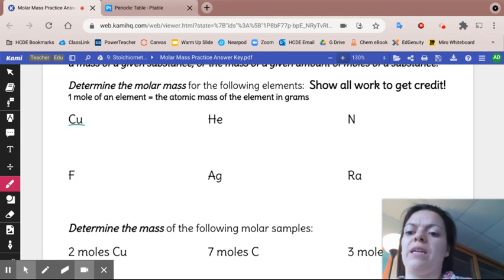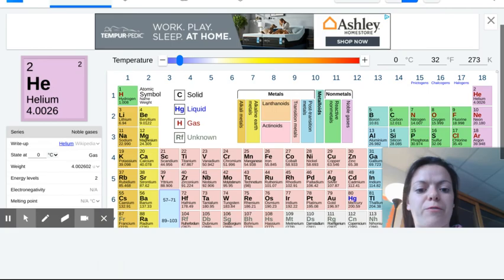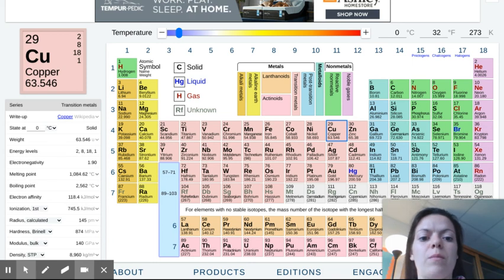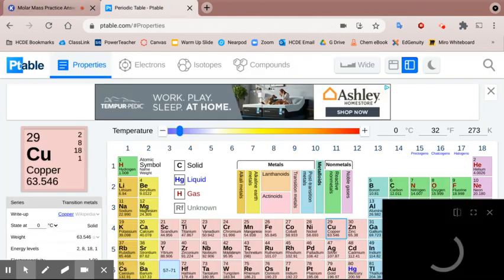So I'm going to start with my first element. I know that Cu is copper, and if I don't know that, it's okay, because I have my periodic table. So I'm going to go to my periodic table. Hopefully it will load. There we go. Okay, and I'm going to find copper on my periodic table. It's right here, element number 29. I know that that means that it has 29 protons, and I also can look at the bottom number. So I'm looking right here. I have 63.546. That is my atomic mass unit for copper, or my AMU, which we can also represent as grams per mole.